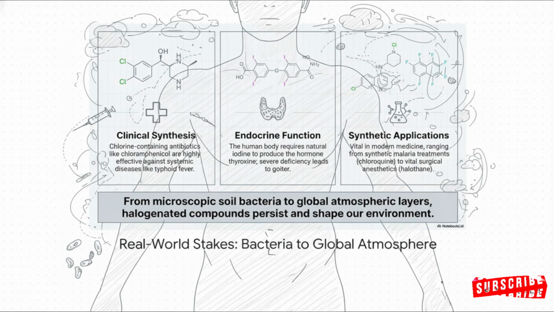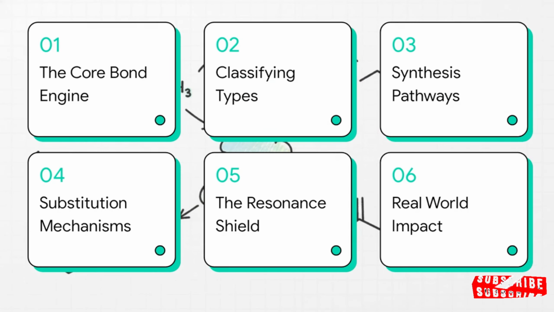And in synthetic applications, these compounds are the backbone of modern medicine, from synthetic malaria treatments like chloroquine to essential surgical anesthetics like halothane. Seriously, from microscopic soil bacteria to our global atmospheric layers, these compounds are everywhere. So here's our roadmap for today's explainer. We'll start with the core bond engine, classify our structural types, look at synthesis pathways, dive into substitution mechanisms, talk about the resonance shield, and wrap up with the real world and environment.